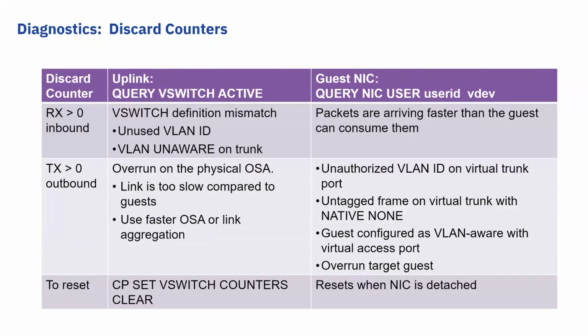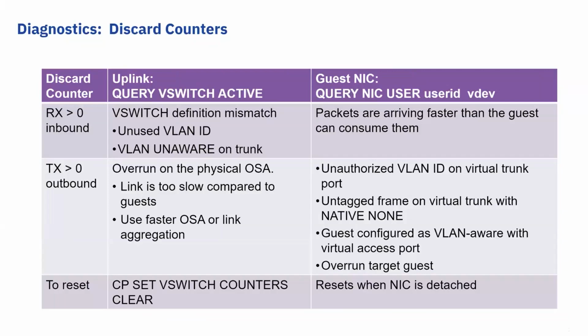And so there was that overrun, you remember, up above, where packets are arriving faster. So not only will the receiving guest see his receive discard count go up, the sending guest sees his transmission discard. So I'll increment both. If it's guest to guest, both of those counters get incremented. Now, if the numbers are way too large, fine. You can do a set vSwitch counters clear, and that will reset the counters for query vSwitch active. The guest counters are not reset unless you detach and reattach the NIC.